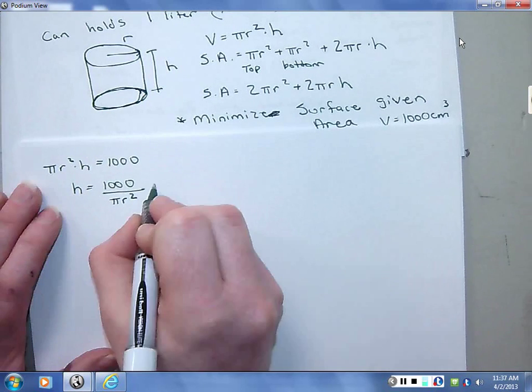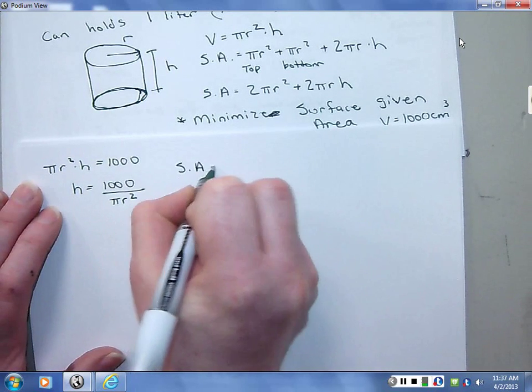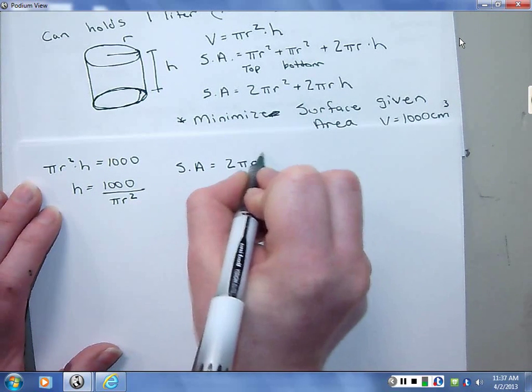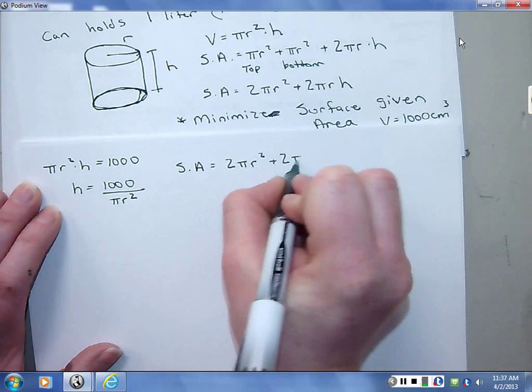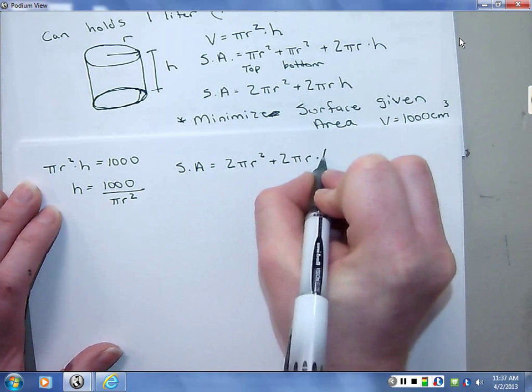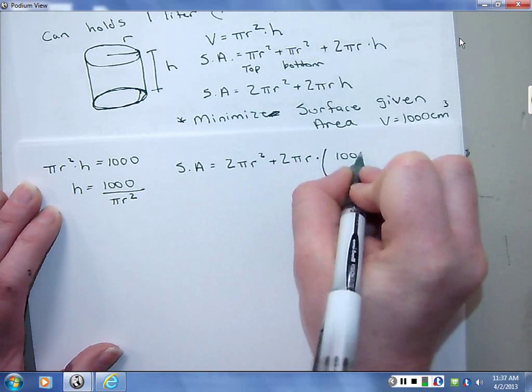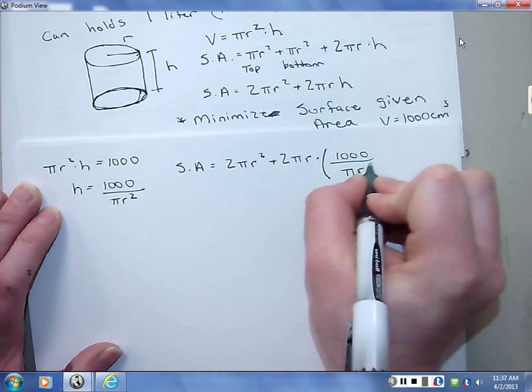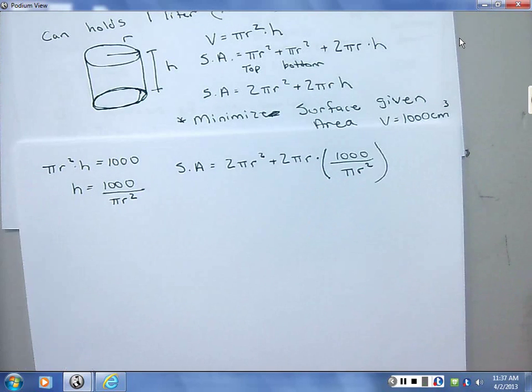So now I use that h for the surface area. I have 2 pi r squared plus 2 pi r times h in terms of r, which is 1,000 over pi r squared. Does everyone follow me to that step? Really, that's the hard part.